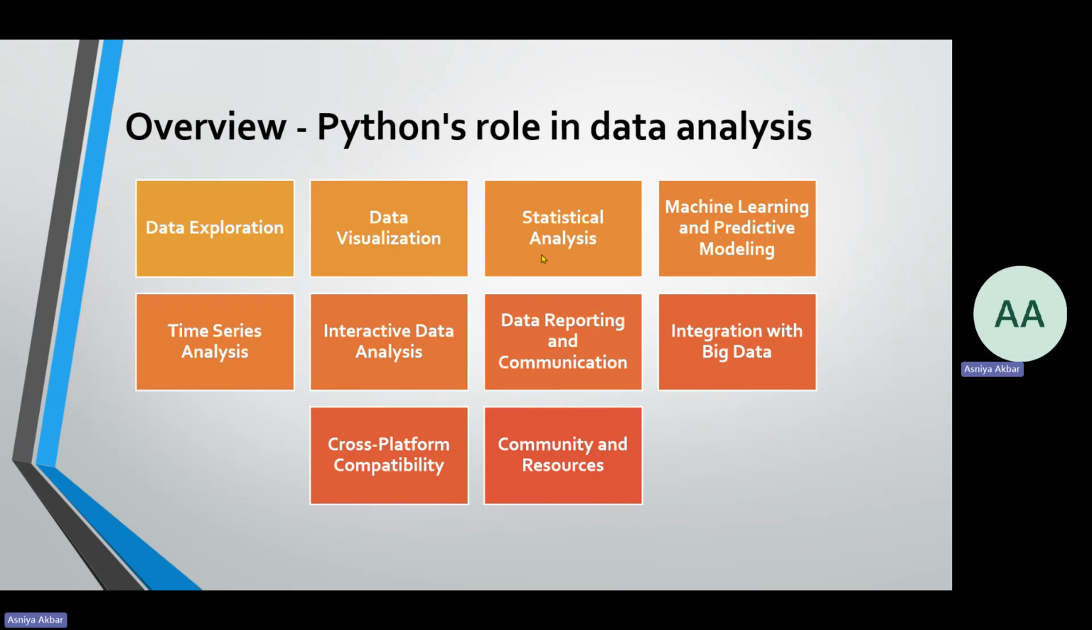Also, statistical analysis. There is a library in Python called SciPy, and also statsmodels. This provides statistical functions for hypothesis testing, for regression analysis, and more. So Python supports robust statistical analysis for making data-driven decisions. You can use SciPy to conduct a test on two sets of data to determine if there is a significant difference in the means, providing statistical evidence for your decision making.